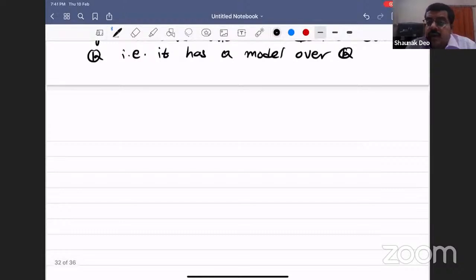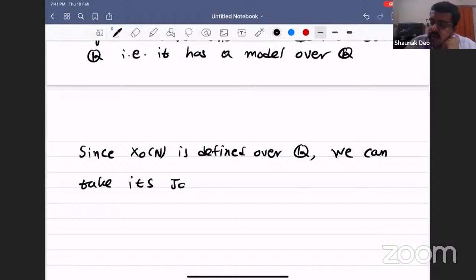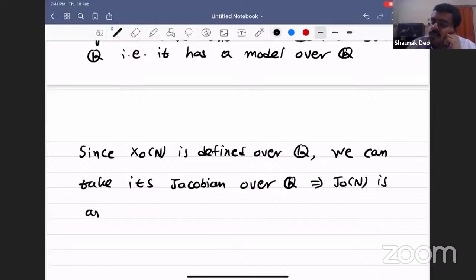So now we can state the algebraic versions of whatever we have done so far. Maybe a remark is that since X naught of n is defined over Q, we can take its Jacobian over Q, using the pic zero construction, which would mean that J naught of n is an abelian variety defined over Q. So we are shifting the picture over Q.